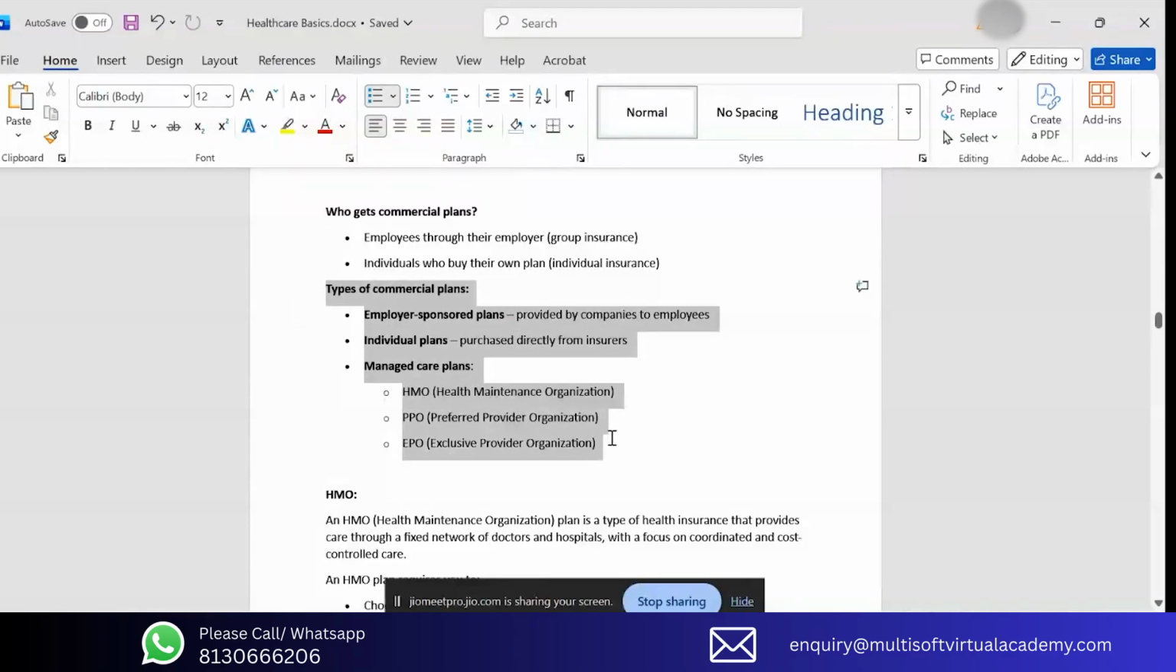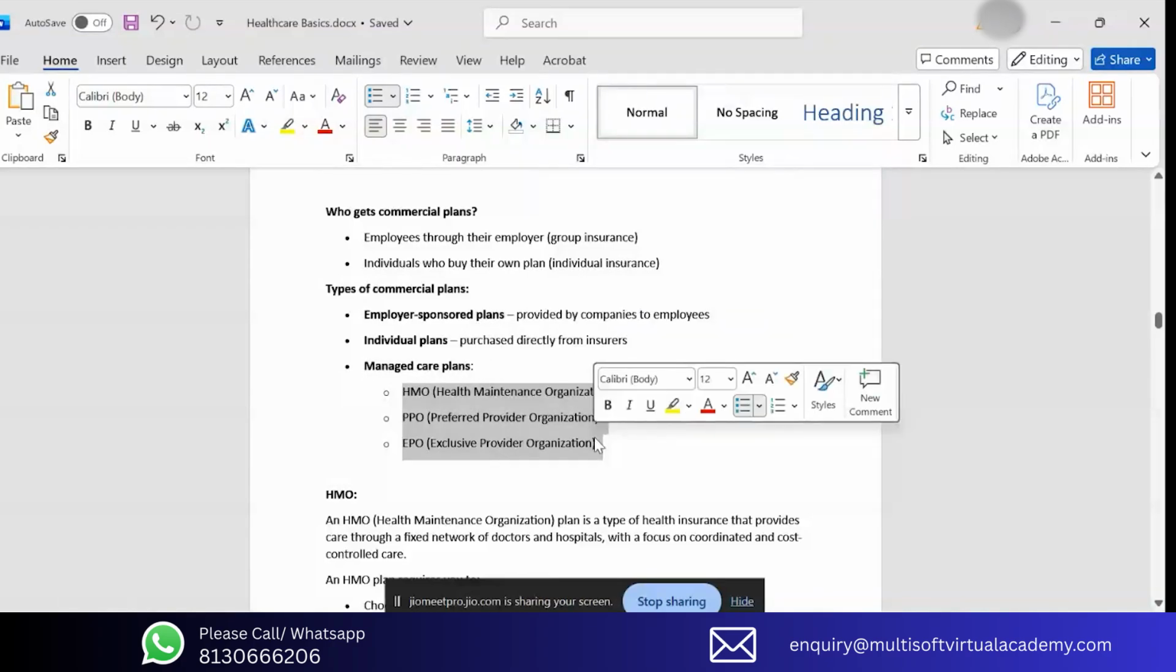I understand. Okay, fine. Next, so again, types of commercial plans. When you say commercial plans, there are many types. One is companies to employees. Next is directly purchased from the insurance. Next is managed care plans. So HMO, PPO, and EPO.